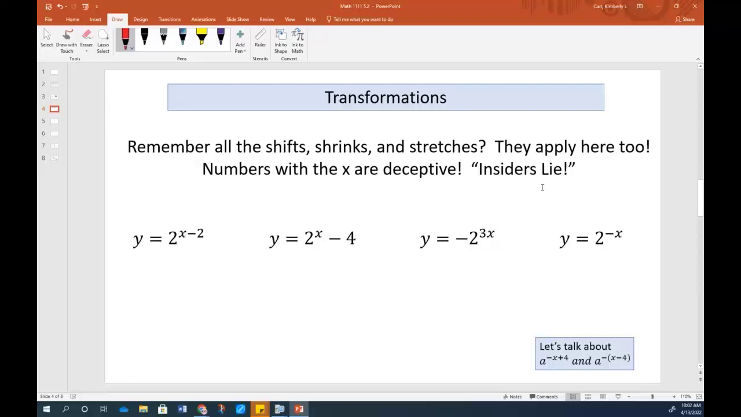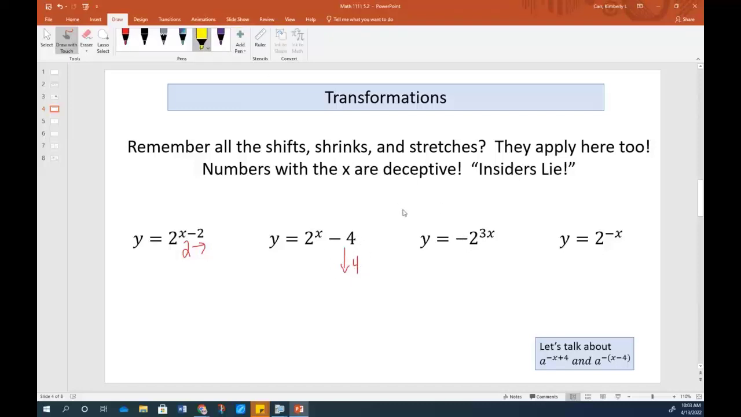So let's do 2 things here. I'm not really going to graph them all, but numbers with the x are deceptive. Don't forget that we say insiders lie. So let's look at what these would be. This is grouped with the x, so it's definitely something horizontal. And it looks like a -2, which actually then is a shift of 2 to the right. This one is not grouped with the x. It's not part of the exponent. So this one is down 4 units because it's affecting the y values and it's not lying.